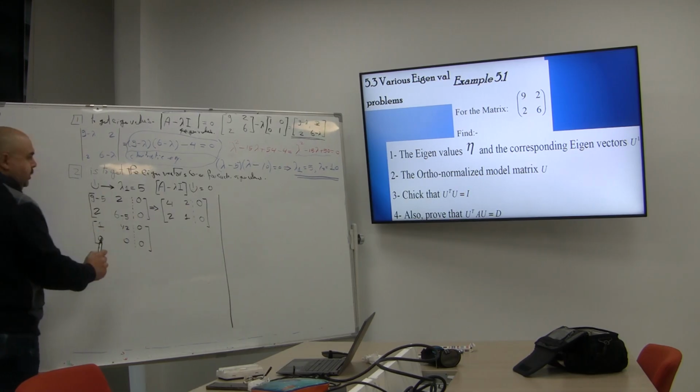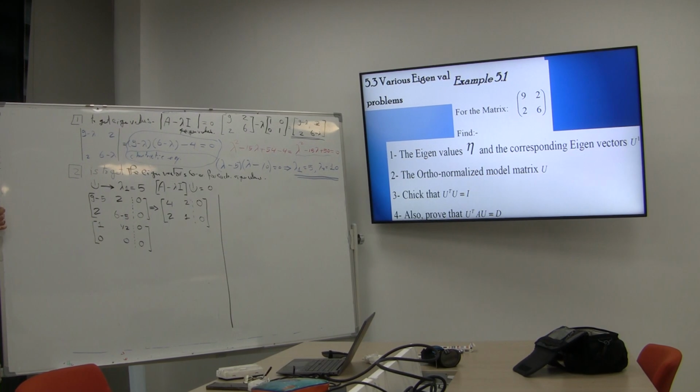It will have to be like this. At least one of the rows equal to 0. So if you have a 2 by 2, one of them should equal to 0. If you have a 3 by 3 matrix, at least one of the rows should equal to 0.